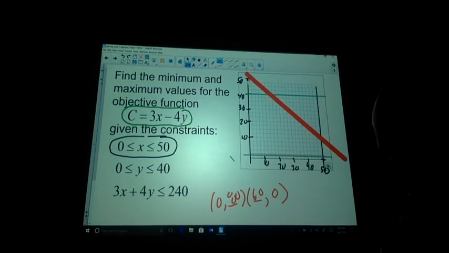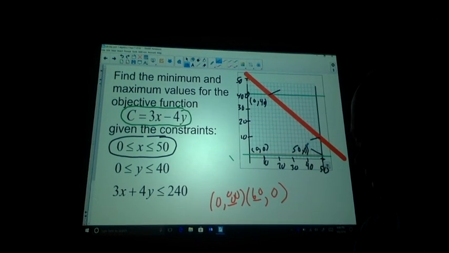All right, so I know I have 0, 0 down here. I have 0, comma 40 right there. I'm going to find out that one, and I'm going to find out that one in a moment. And then this one down here is 50, comma 0. All right, so how do you think we could figure this out? Well, this right here was a y value, correct? So my y value is going to be 40.